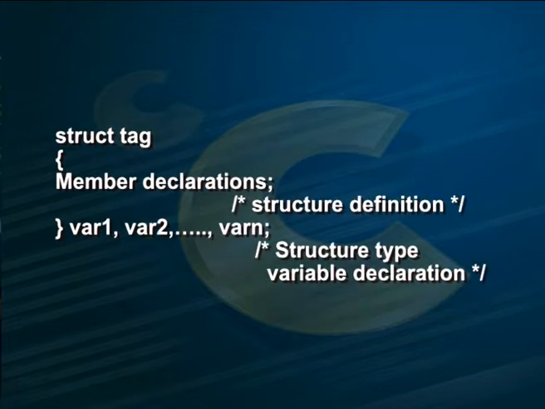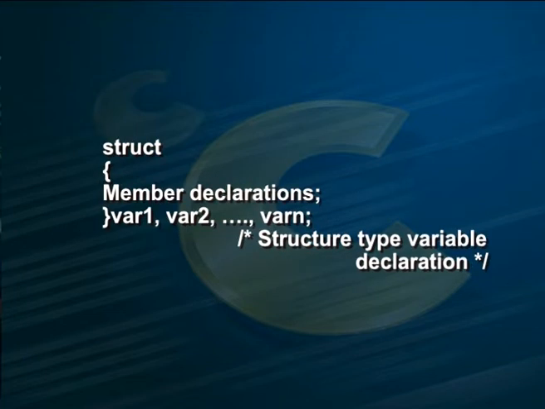In the fifth type: struct tag { member declarations }, this is the structure definition, then close the brace, variable1, variable2 up to variable n; This is the structure type variable declaration. In the sixth type: struct { member declarations } variable1, variable2 up to variable n; This is the structure type variable declaration.